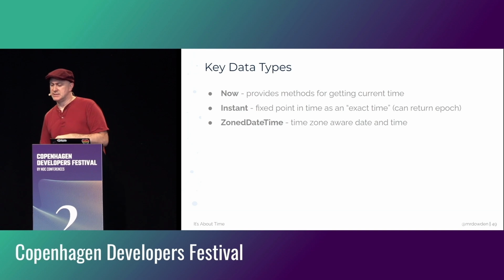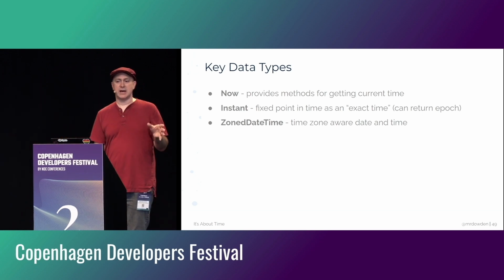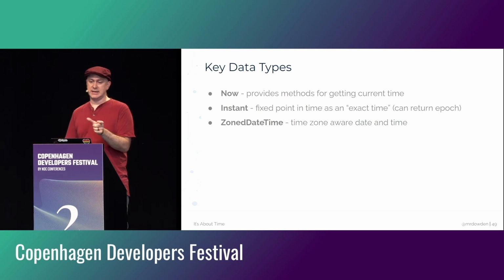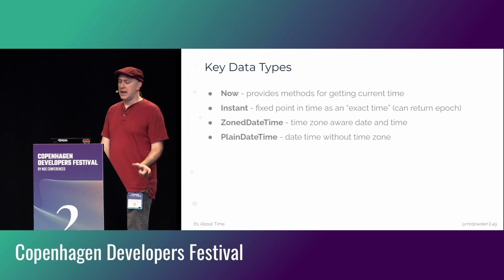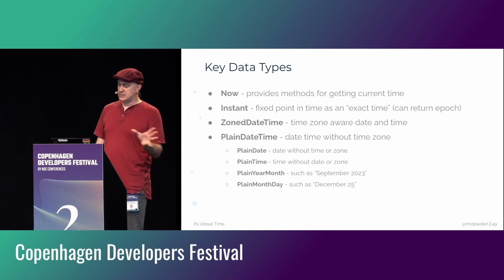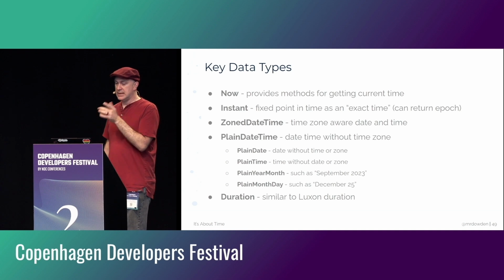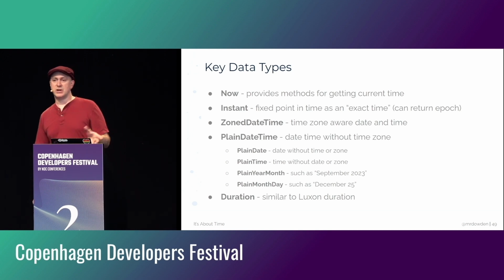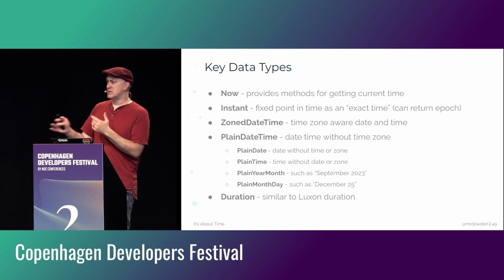Zoned date time is now a time zone aware date and time. It's very specifically indicated that this is time zone aware. And then you have the plain objects, which don't have time zone associated with them. And now we can tell the difference. And then the duration, which is very similar to a Luxon duration, which is giving you like in terms of hours and minutes and seconds.